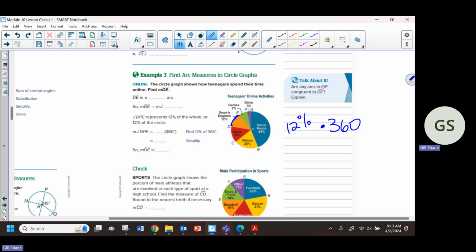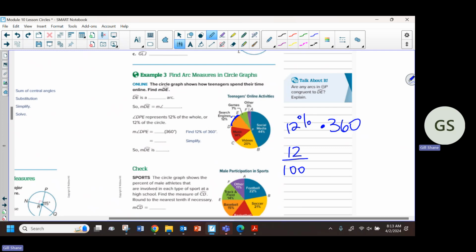And again, proportions work great if you understand proportions. This 12% is out of what? What's the whole? 100%, right? We just said that earlier. Percentage is part of 100. Think about a quiz. The highest you can go is 100% on a quiz. Hopefully you get better than 12%.